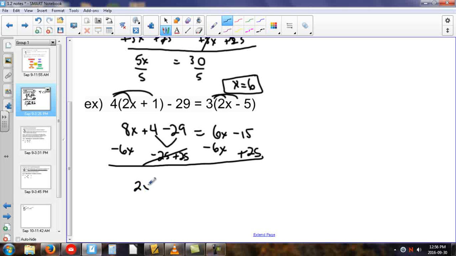Over here I get 2x, that all canceled, equals that canceled, and negative 15 plus 25 is 10. We divide by 2 to get x equals 5, and there's our second answer.